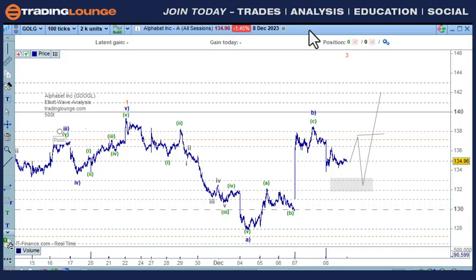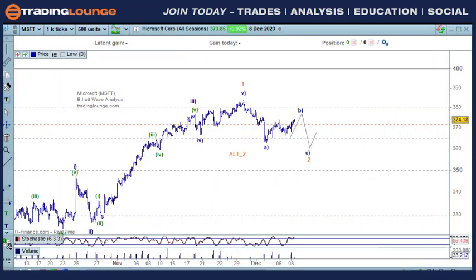It's not the best timing to go long at the moment. And Microsoft's a little bit the same as well. We can squeeze out 5 waves here for an A wave, and then an ABC for the B wave here, and then down for the C wave here. So we've got a bit more room to go to the upside here.